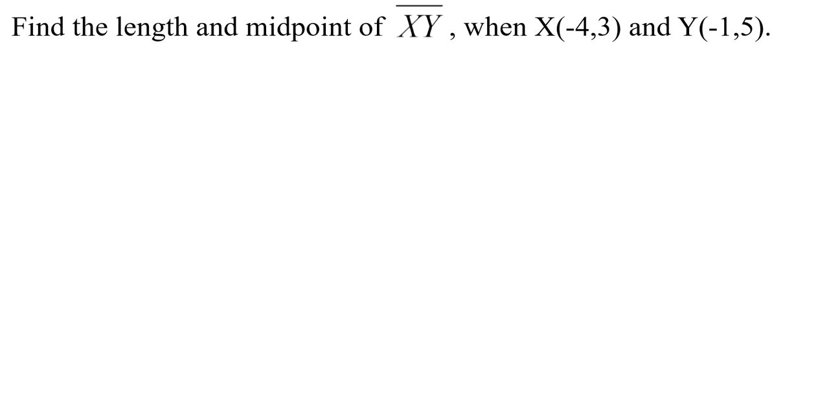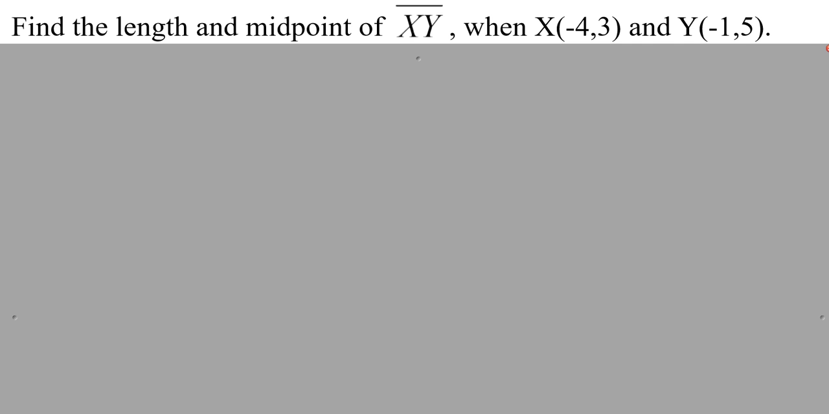How about this one? Can you find the length and the midpoint for segment XY when X is located at -4, 3 and Y is located at -1, 5? So if we start with the length, right, thinking about the distance formula, we're going to take the difference of the x's squared plus the differences of the y's squared and take the square root to find our results.